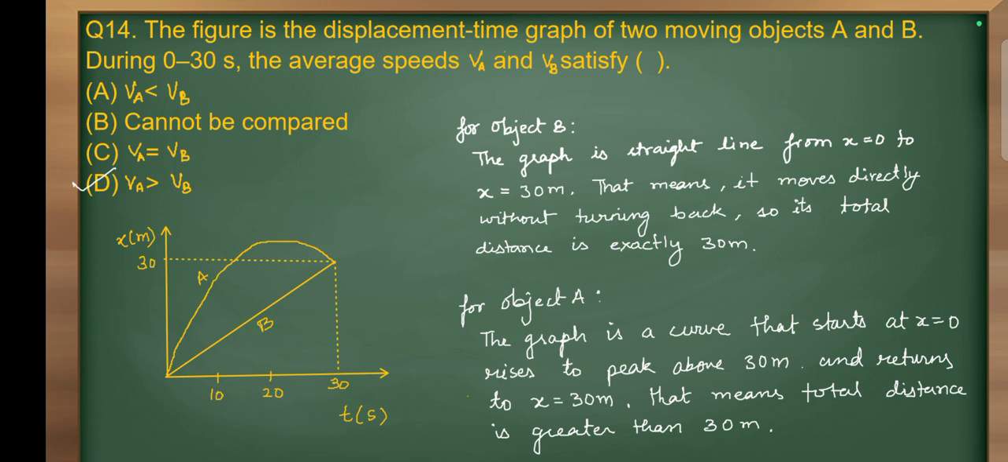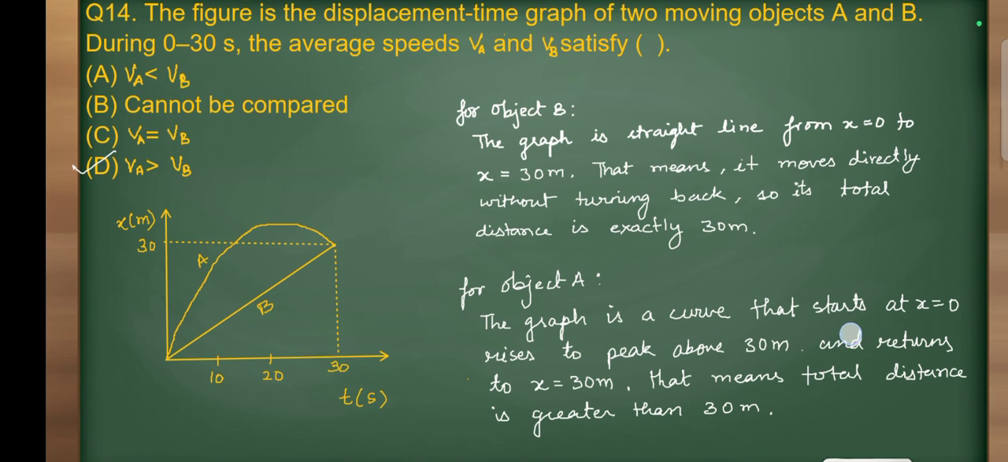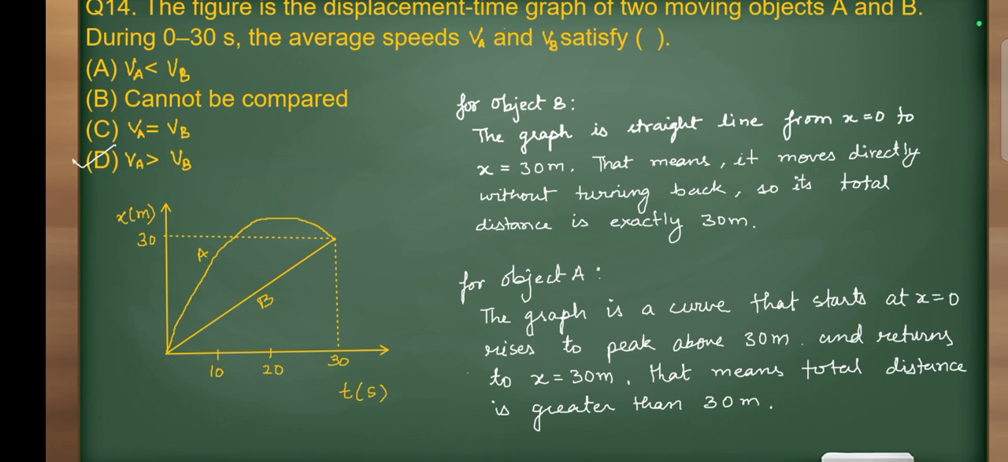But for object A, the graph is a curve that starts at x equal to 0, rises to a peak above 30 meter and returns to x equal to 30. That means the total distance covered by object A will be greater than 30 meter. So the velocity of particle A will be greater than the velocity of particle B.